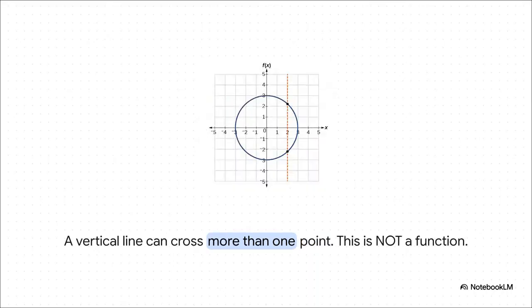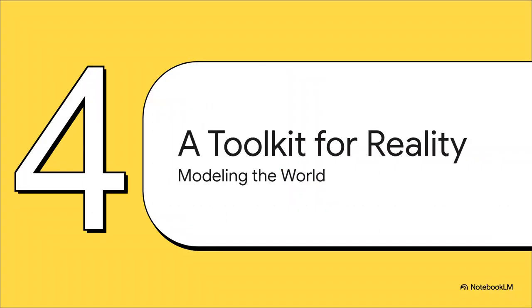But look at what happens here. If we draw a vertical line on this circle, boom, it hits the curve in two places. This graph fails the test. It's telling us, visually, that for one input x, you're getting two possible outputs for y. And as we just learned, that means it is definitely not a function. It's really that simple.